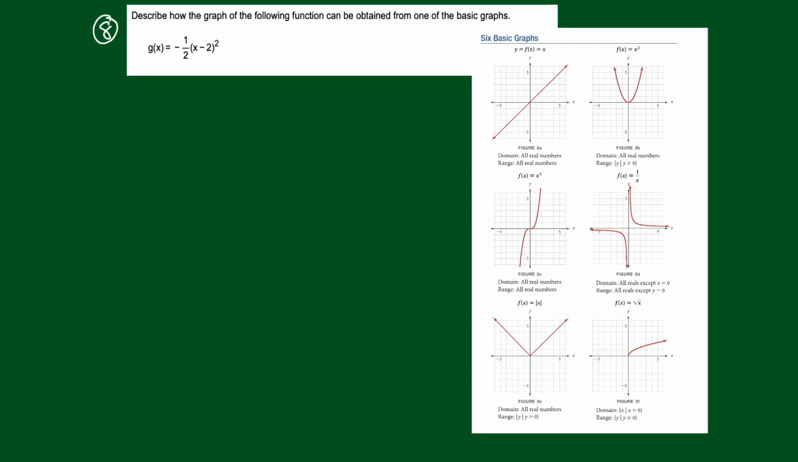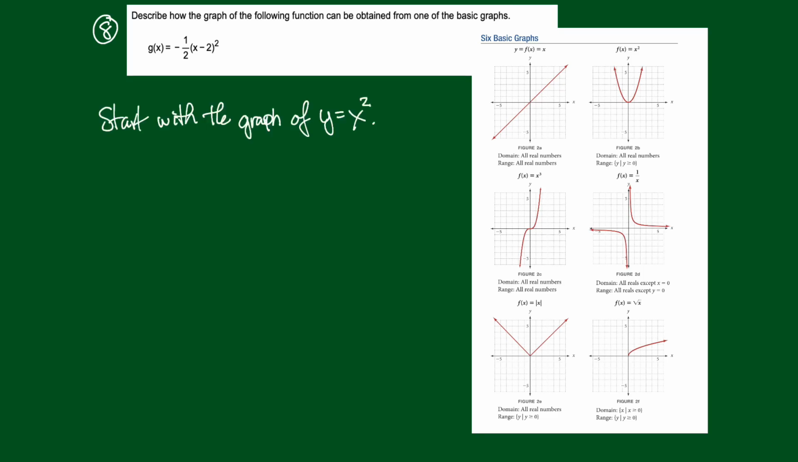Here in number 8, what we want to do is describe how the graph of this function here can be obtained from one of the basic graphs. Now look, this is a squared. So the squared is the parabola. That's this basic graph right here. So let's describe what we're going to do to this one to translate it to this one.